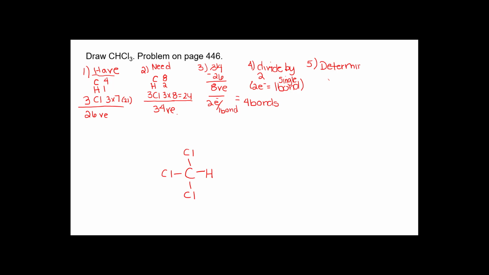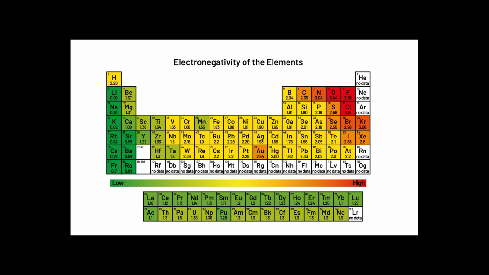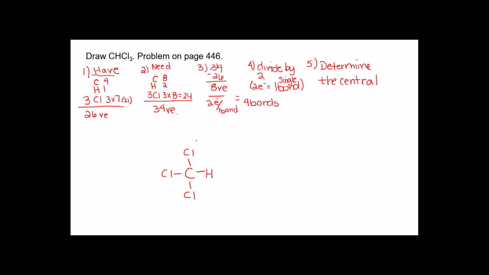I jumped ahead and I apologize. Determine the central atom, and then the surrounding atoms. So in this case, carbon is the central atom. I've learned it because it is the least electronegative. Hydrogen is never counted, so it's strictly between carbon and chlorine. And the surrounding atoms. So let's write that.